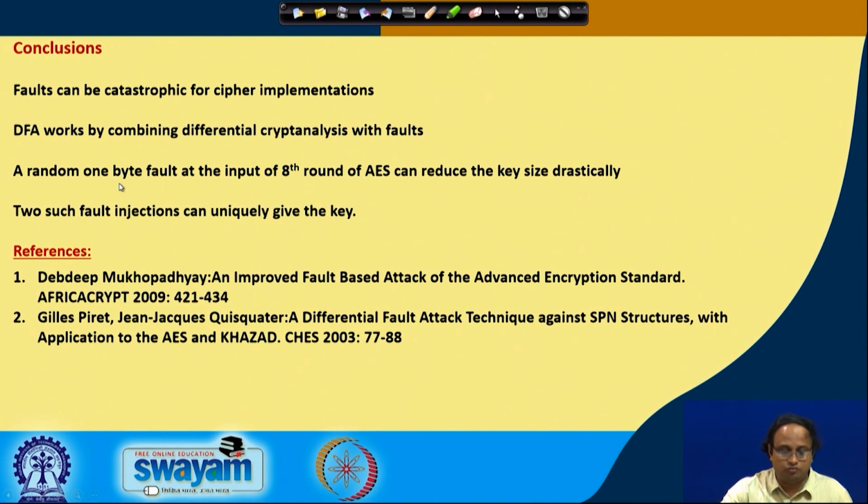So to conclude, faults can be catastrophic for cipher implementations. DFA works by combining differential cryptanalysis with faults. A random 1 byte fault at the input of the 8th round of AES can reduce the key size drastically, and 2 such fault injections can uniquely give the key. Remember that we have 2 power of 32 keys which we can get with one single fault.